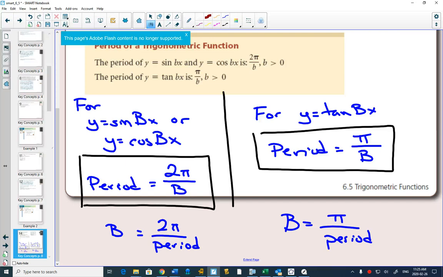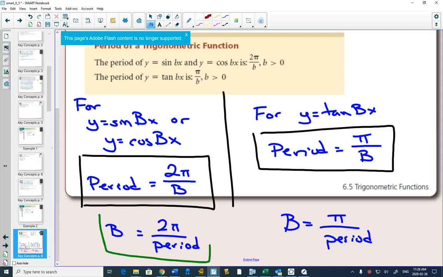Because if the b value is 2, well, that's a horizontal compression by a half. Putting that b value on the bottom is doing the reciprocal. And since the period for tan is just pi, the period for tan, if you had a number in there, would be pi divided by the b value. So these formulas we actually use quite a bit to find the period.